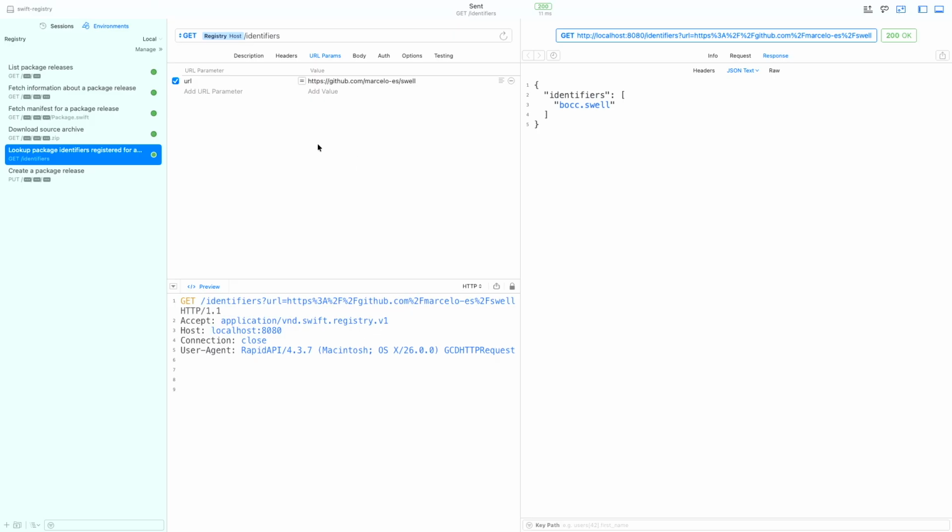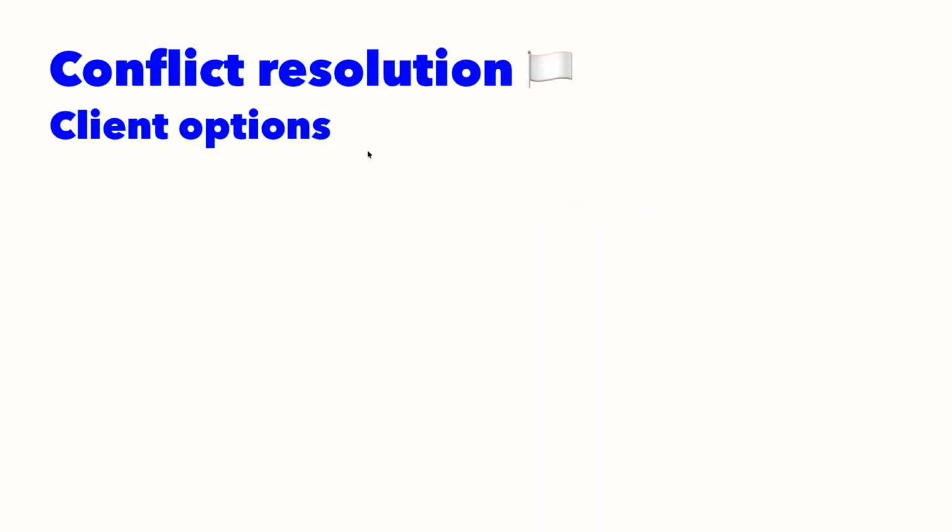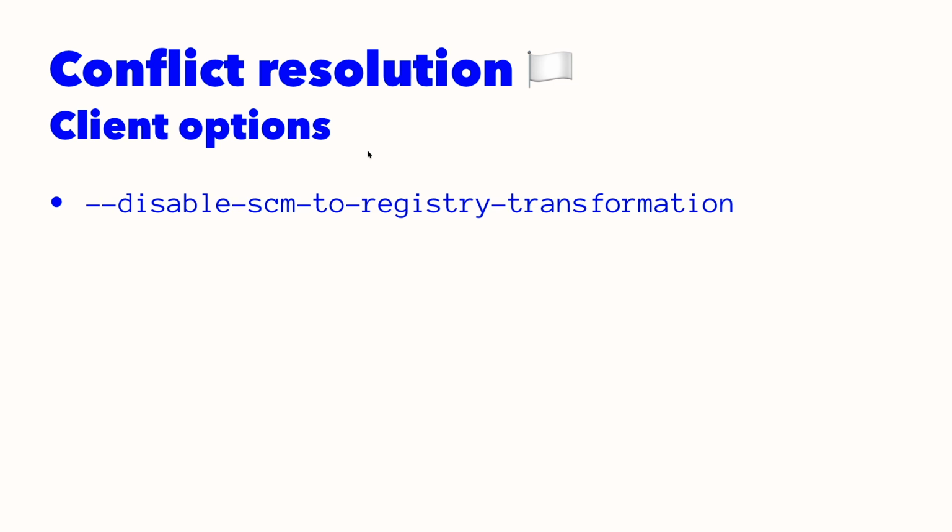Well, there are three options that the client can go through to choose which package to choose. First of them is the default one, which is disable SCM to registry transformation, and that option simply does not use the endpoint that I just specified. It just lets it clash, and there you're going to have a linker conflict.